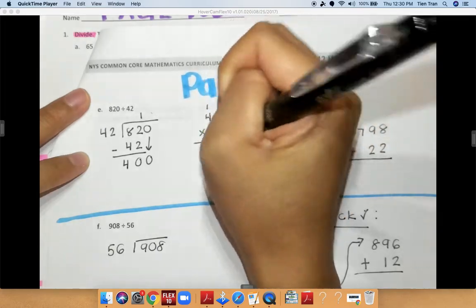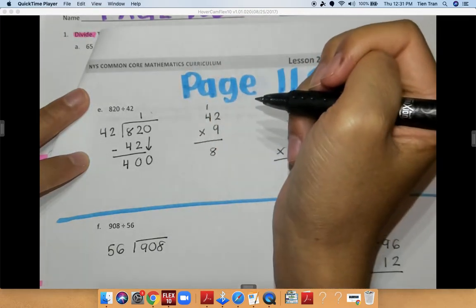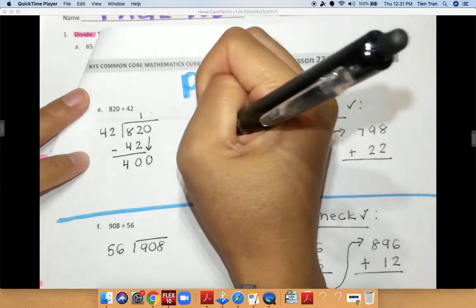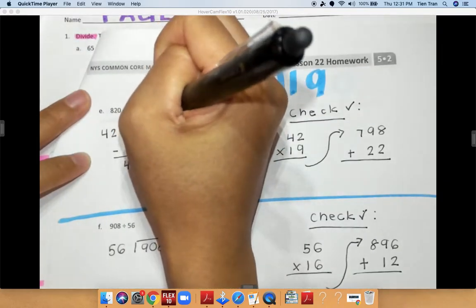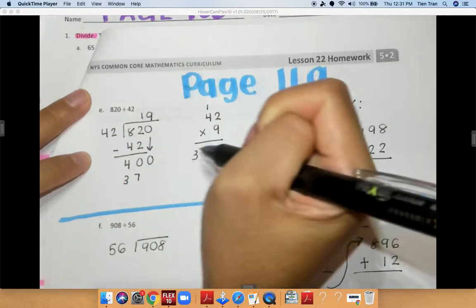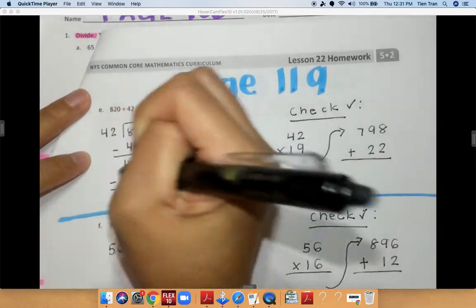9 times 2 is 18. 9 times 4 is 36. 36 plus 1 is 37. So that's really close. I can use 9. So I'm going to write down right here 378.